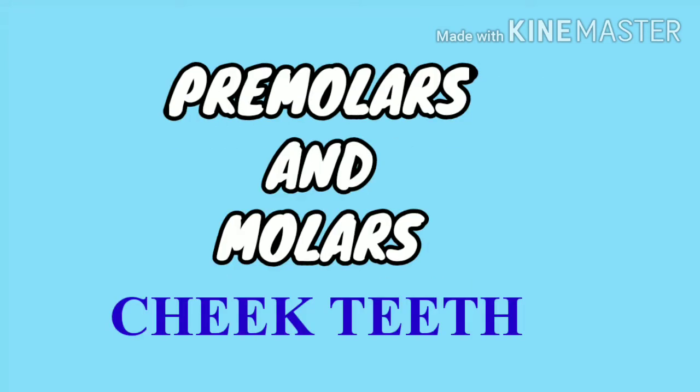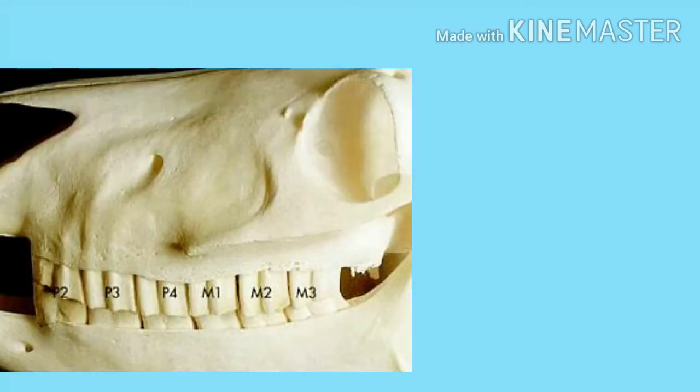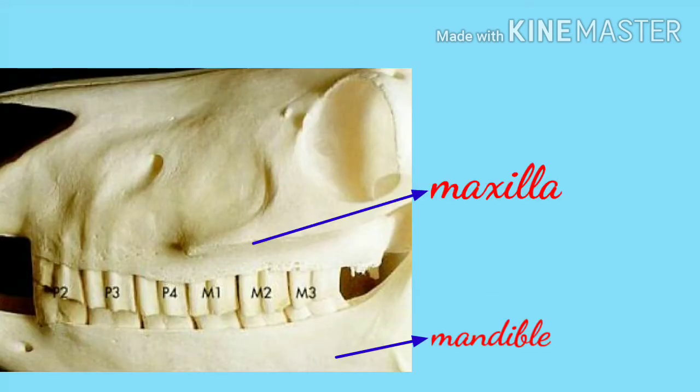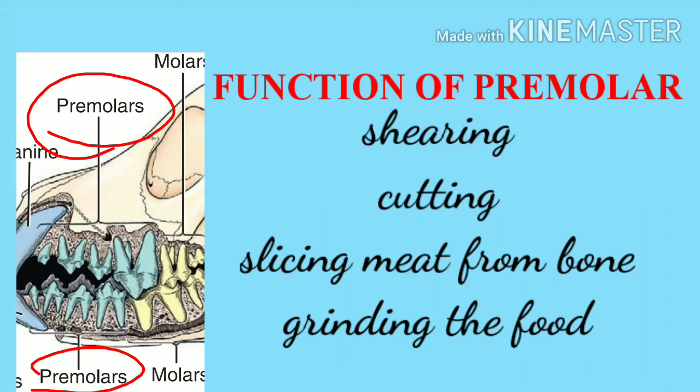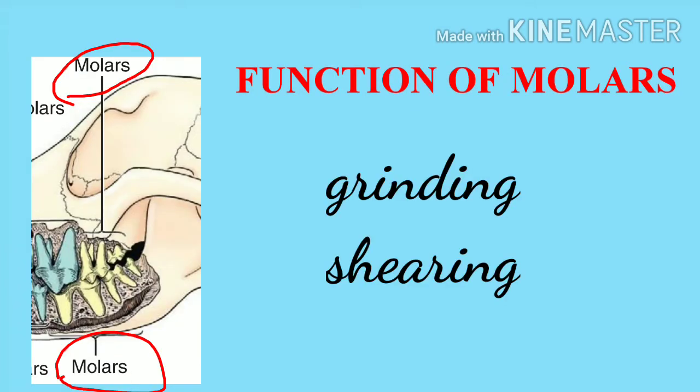They are also called cheek teeth, and they are found in the maxilla bone and the mandible. The function of premolars is shearing, cutting, slicing meat from the bone and grinding the food into smaller pieces. And remember that the molars, which are only found in the adult dentition, also assist in grinding and shearing. Here we end the heterodont dentition.